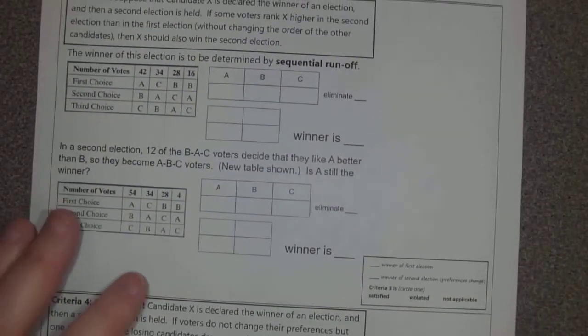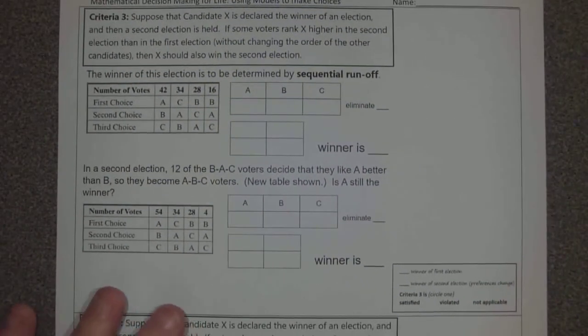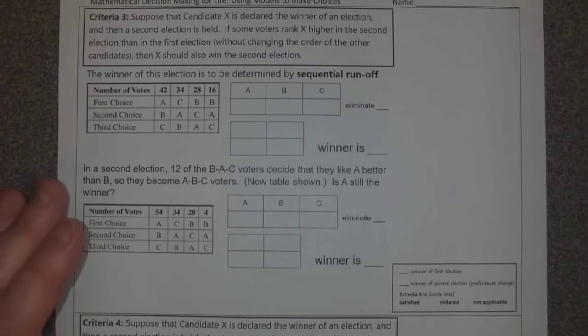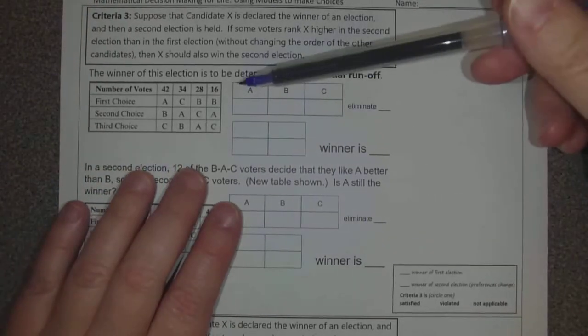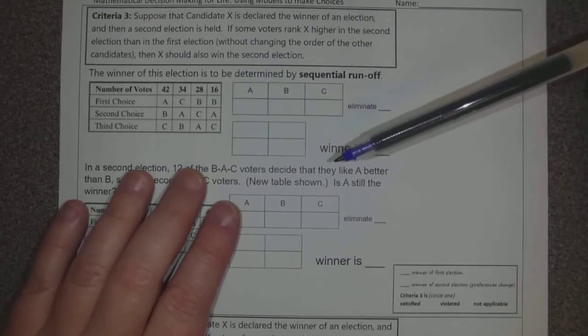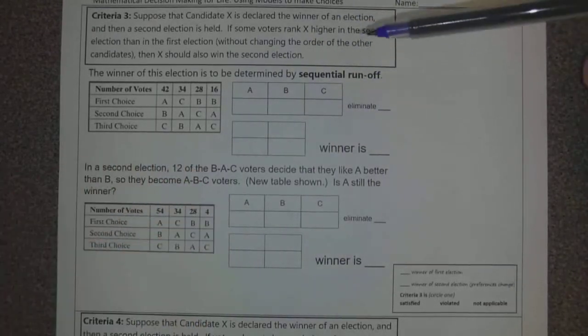All right, next problem. Criteria 3. Suppose that candidate X is declared the winner of an election, and then a second election is held. If some voters rank X higher in the second election than in the first election, without changing the order of the other candidates, then X should also win the second election. The winner of the election is to be determined by the sequential runoff. So sequential runoff is where we compare them and then we eliminate the least likely to win.